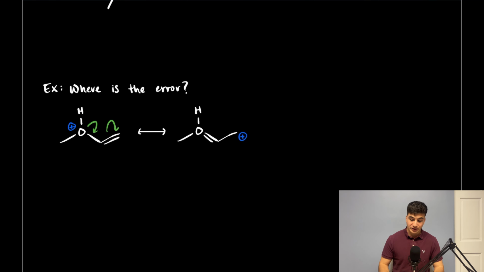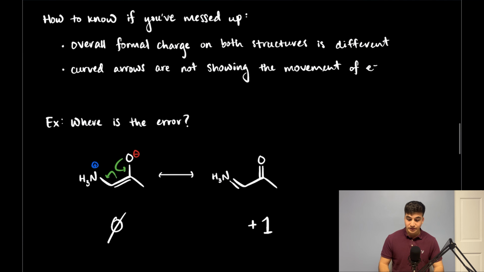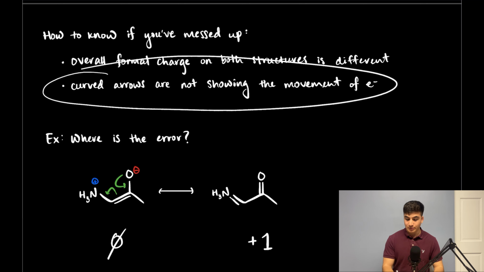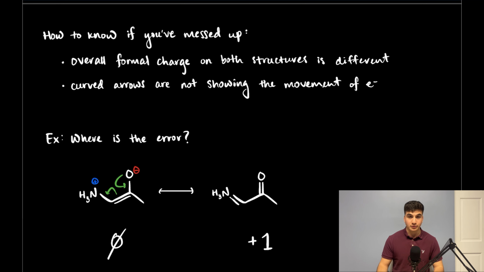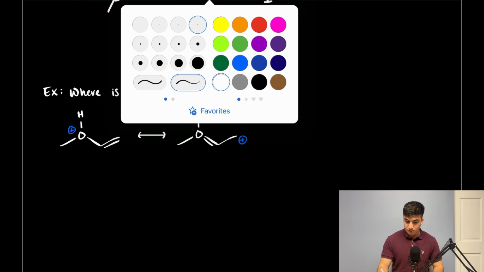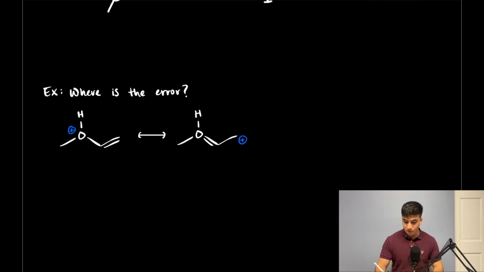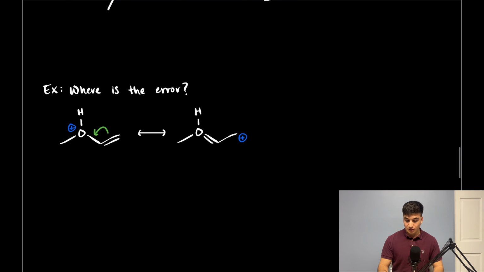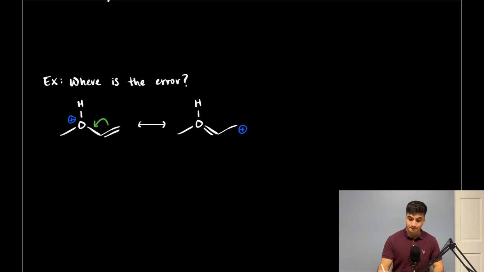In this case, where do you guys think the error is? All right, in this case, it is the second bullet here. Curved arrows are not showing the movement of electrons. So please remember that curved arrows always show the movement of electrons. So you should never start from a plus charge. In this case, we started from a plus charge, so that's not going to work. The real way to represent this is we're starting here. We're moving that double bond over, and this plus charge ends up on the right.